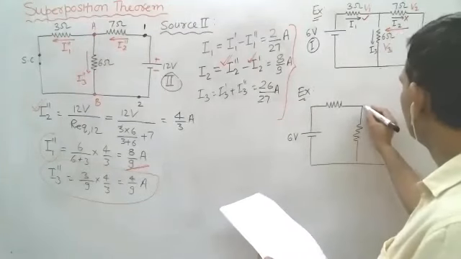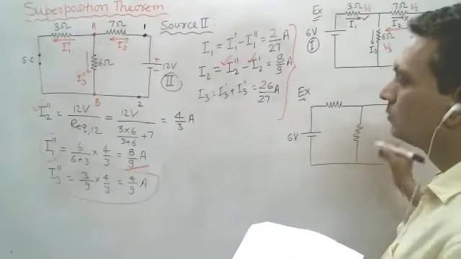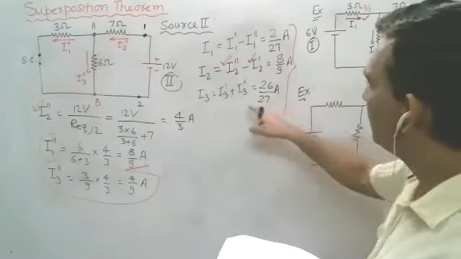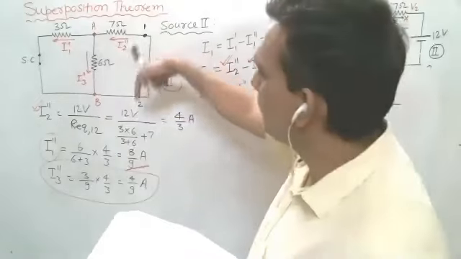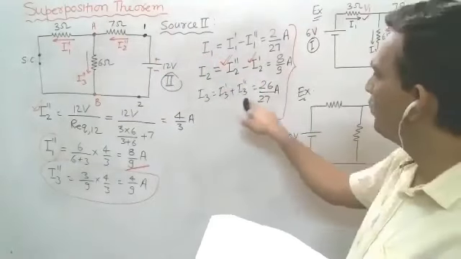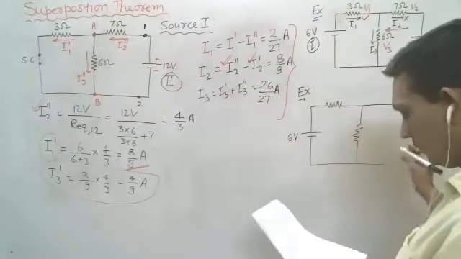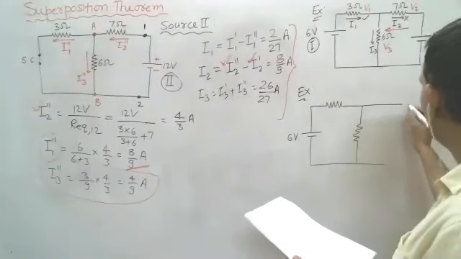Sir, in I3 current, there will be addition or subtraction? Addition, because they are in the same direction. You can see I3 dash and I3 double dash. They are in the same direction, so you have to add up. Okay, sir.